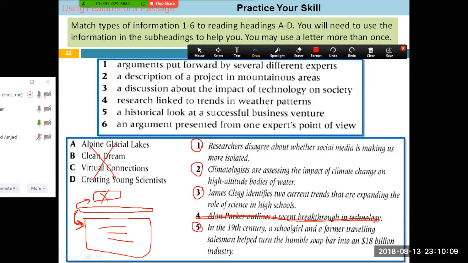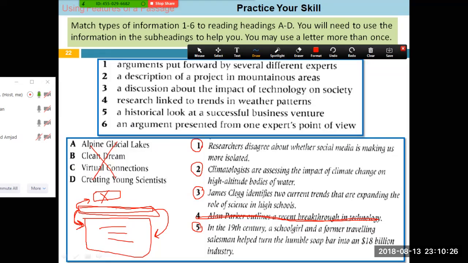So we are done with relating subheadings with the headings. We have done this in the previous exercise. Now, through these subheadings, we will try to guess what type of information we may have in the passage.